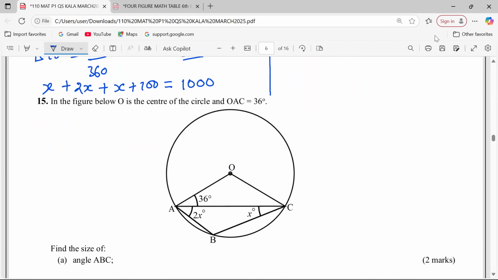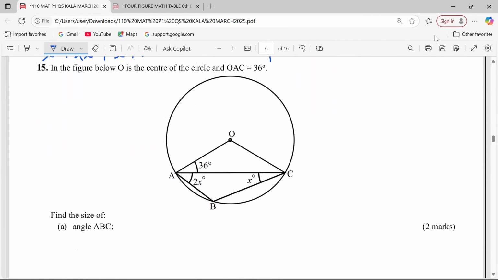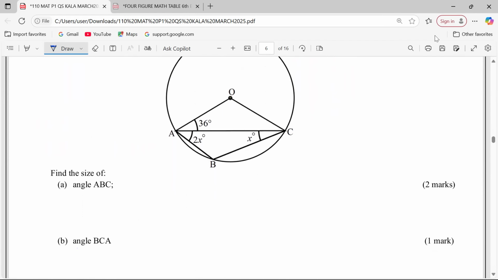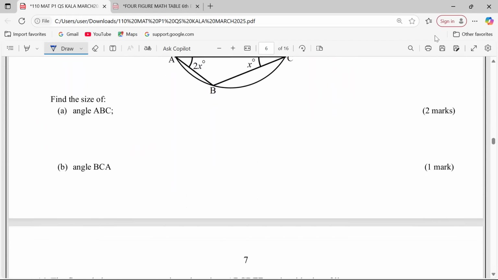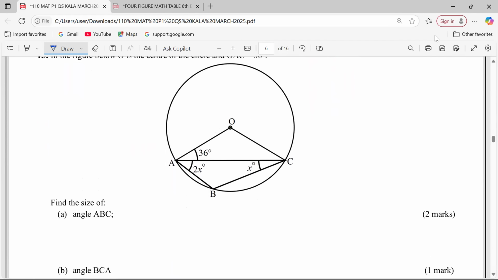Number 15. In the figure below, O is the center of the circle, and the angle OAC equals 36, just as you can see. Find the size of angle ABC and also the size of angle BCA. Okay, let me first find the angles that I can.